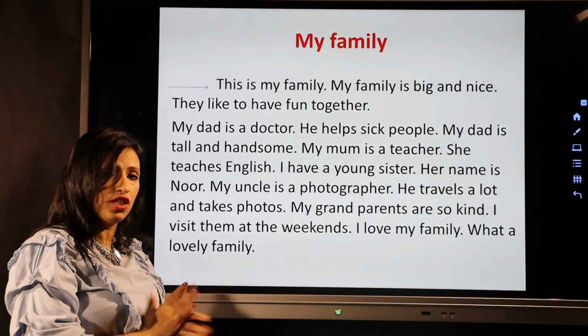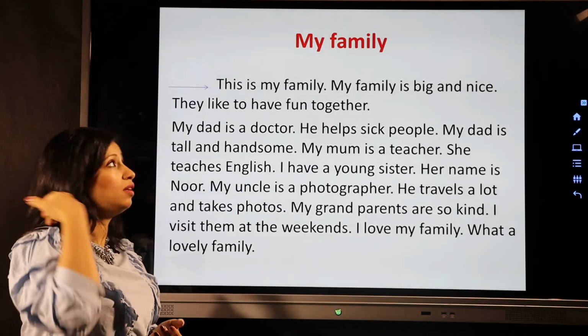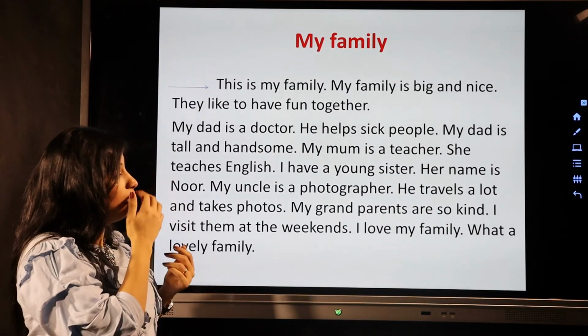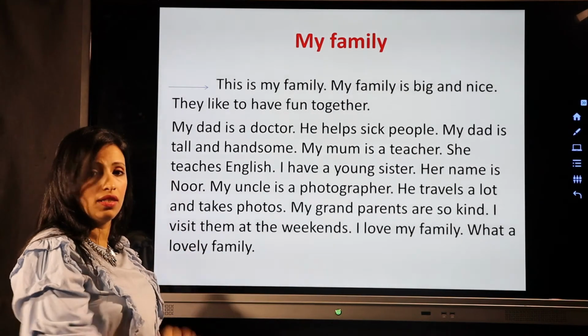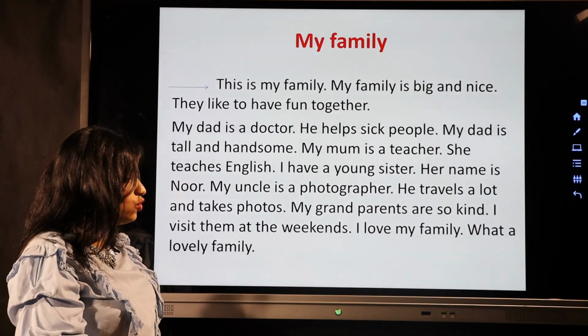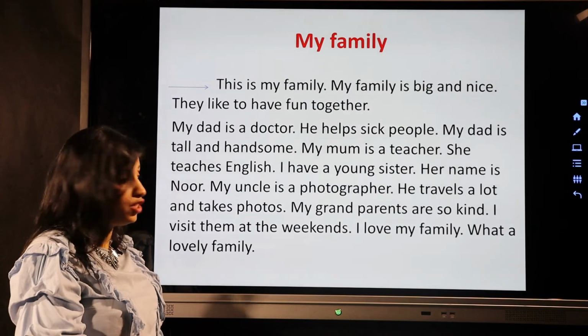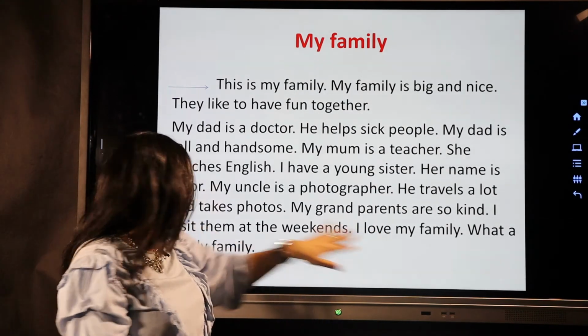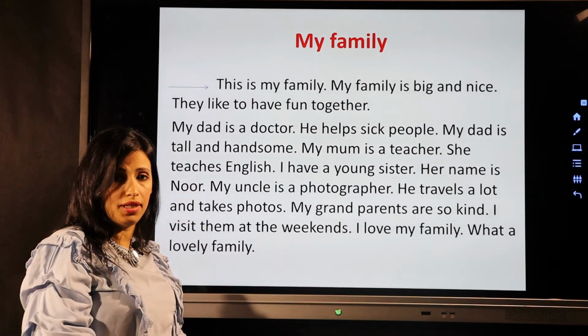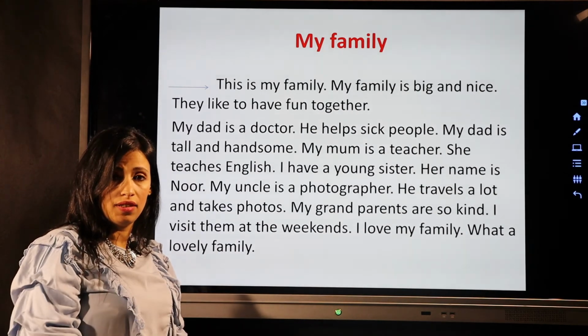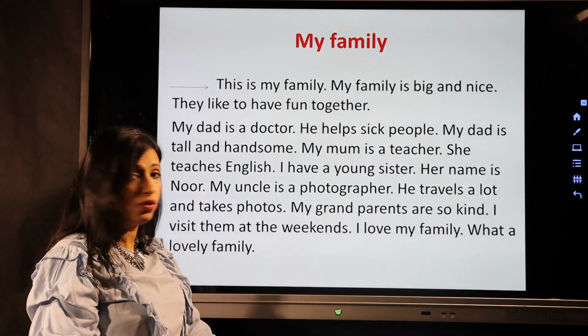Now I want to finish my topic, or I want to end this writing. I'm going to use 2 or 3 sentences to let you know that I have finished. I love my family. What a lovely family. And that's the end. Okay, can you do this?